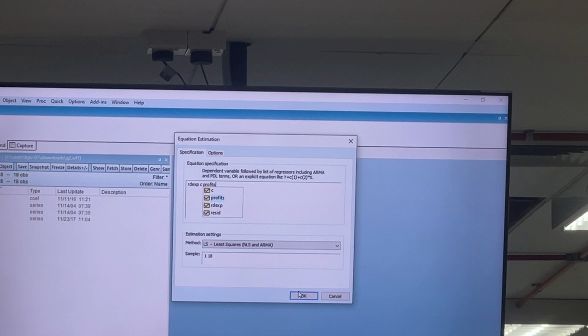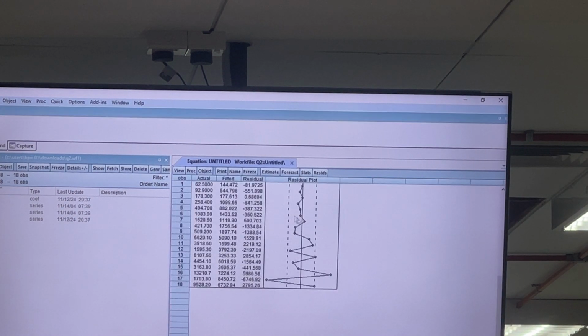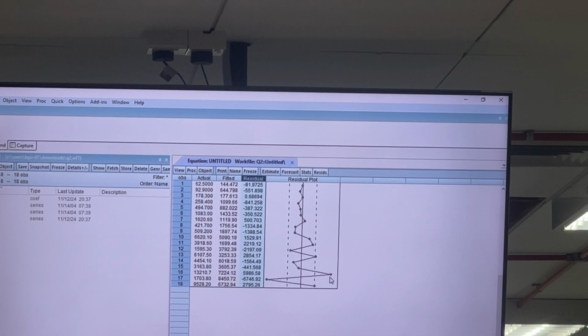So this one, okay. You go to View, Actual, Fitted, Residual Table. So you have this actual, fitted y hat, residual. You can see the residual for different values of x. Now you have a larger spread of residual values. The size of the residual is getting bigger.